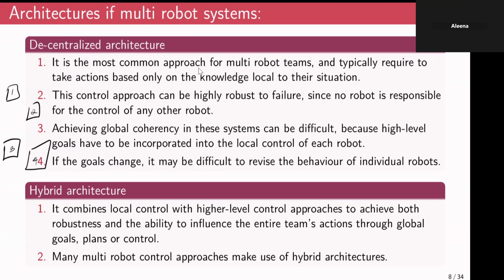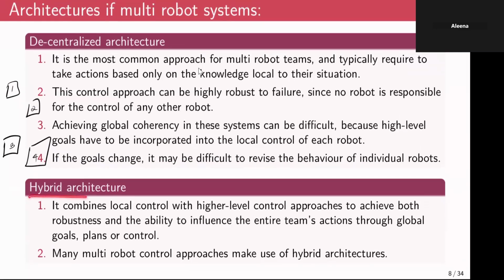But that wouldn't be the case in a centralized control, where you can simply delegate the controls from a central server system. But here you have to program each and every robot depending on the task. The fourth point says, if the goals change, it may be difficult to revise the behavior of individual robots. This just reinforces what we have said earlier. If the goal changes, or if we want the robot to perform a new task, every time we have to reprogram it, and it could prove to be difficult.